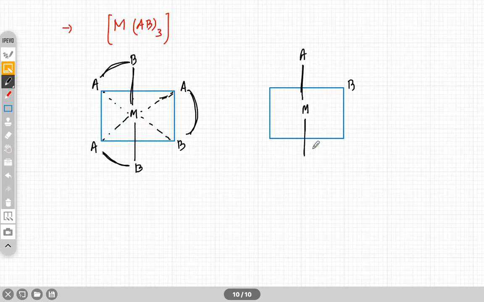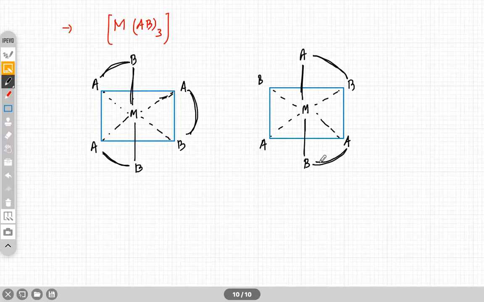One, two, then we can write. A here and A here. B here and B here. Is this one possible? Sounds the same. Is it? It's not the same.